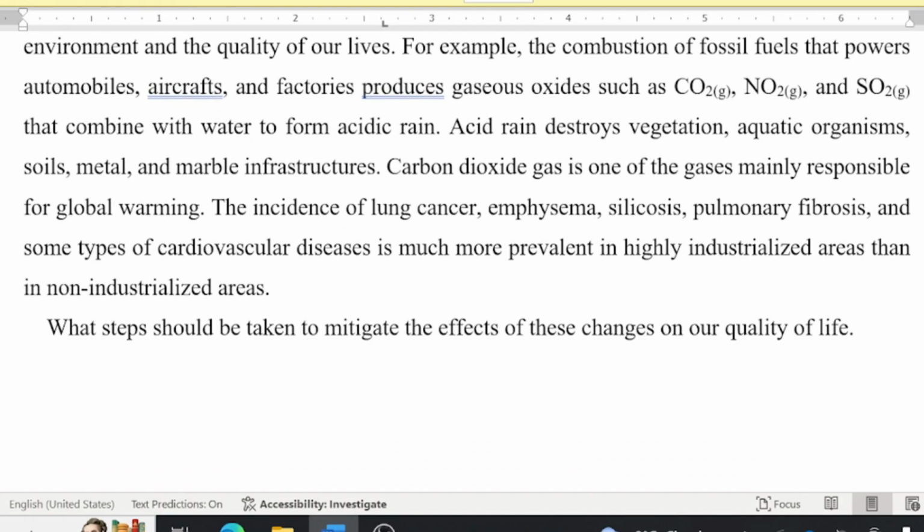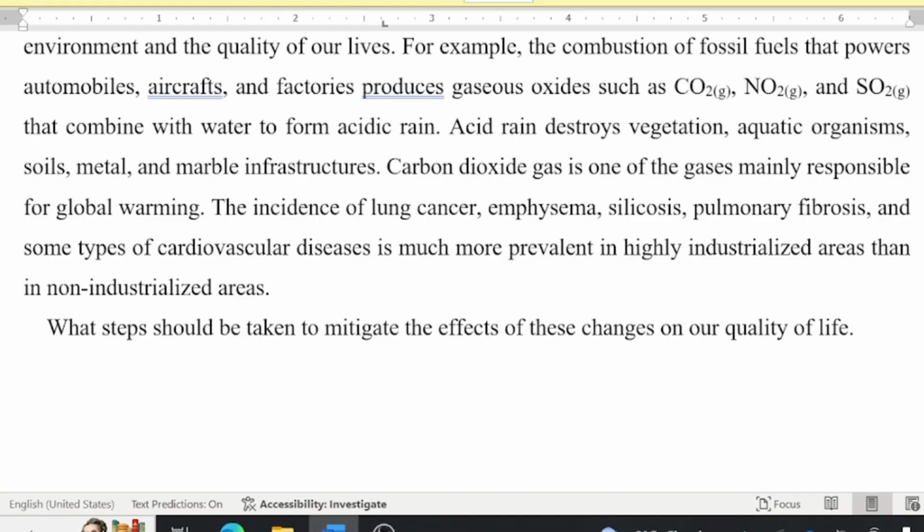For example, the combustion of fossil fuels that powers automobiles, aircraft, and factories produces gaseous oxides such as carbon dioxide, nitrogen dioxide, and sulfur dioxide that combine with water to form acid rain. Acid rain can destroy vegetation, aquatic organisms, soils, metals, and marble infrastructures. Carbon dioxide is one of the gases mainly responsible for global warming.